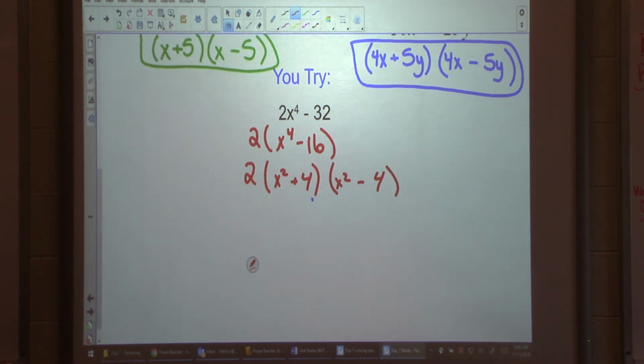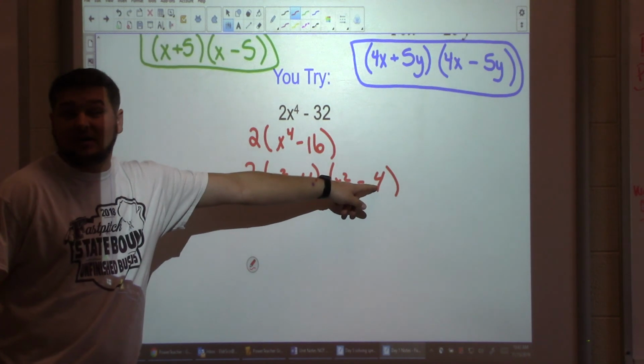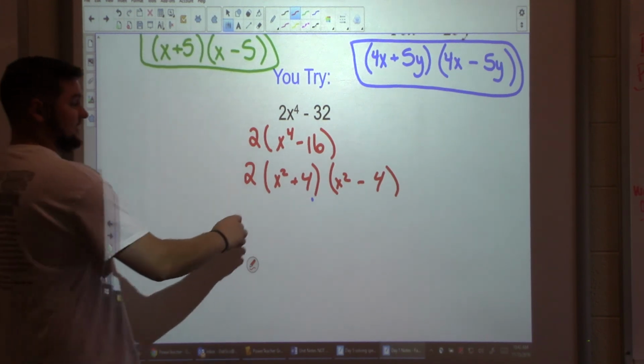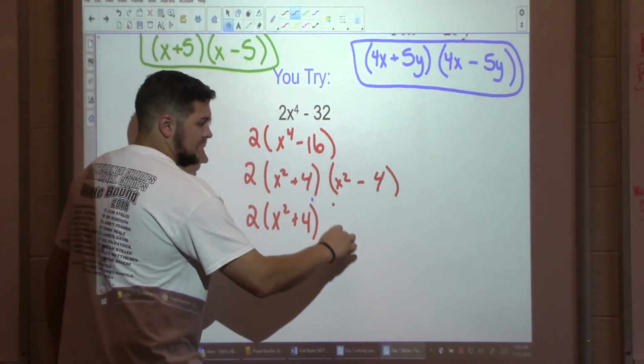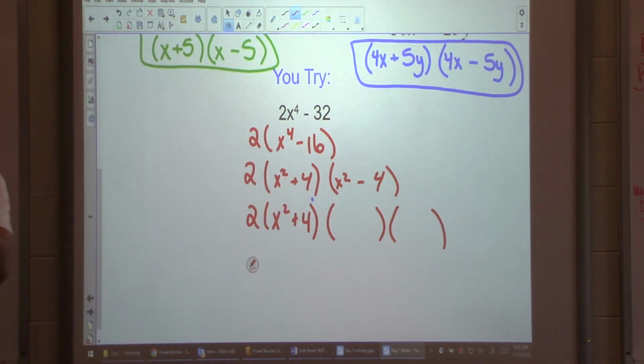Carlina? x squared is still a perfect square. And so is 4. Take the square root. I have another difference of perfect squares up there. Oh, yeah, so you can do it again. Oh. So I get 2 times x squared plus 4. And that second part is going to break down as well. It's going to factor as well.